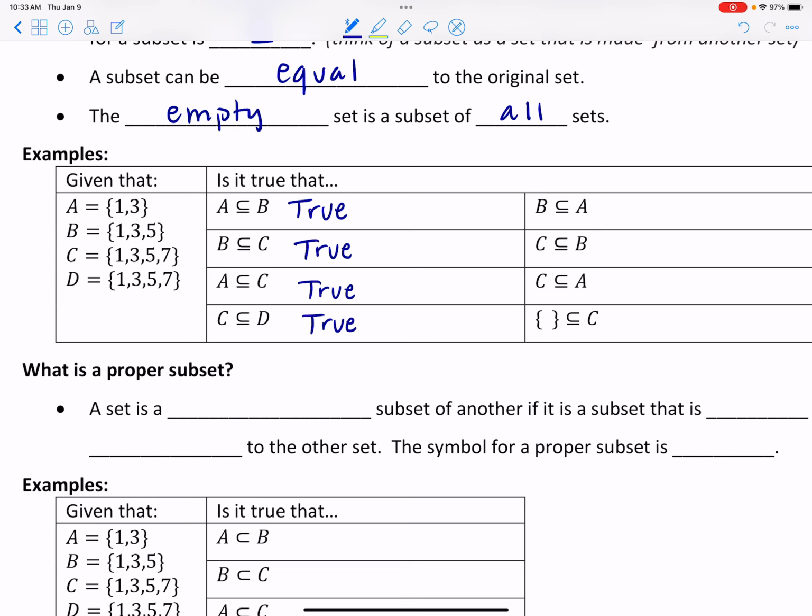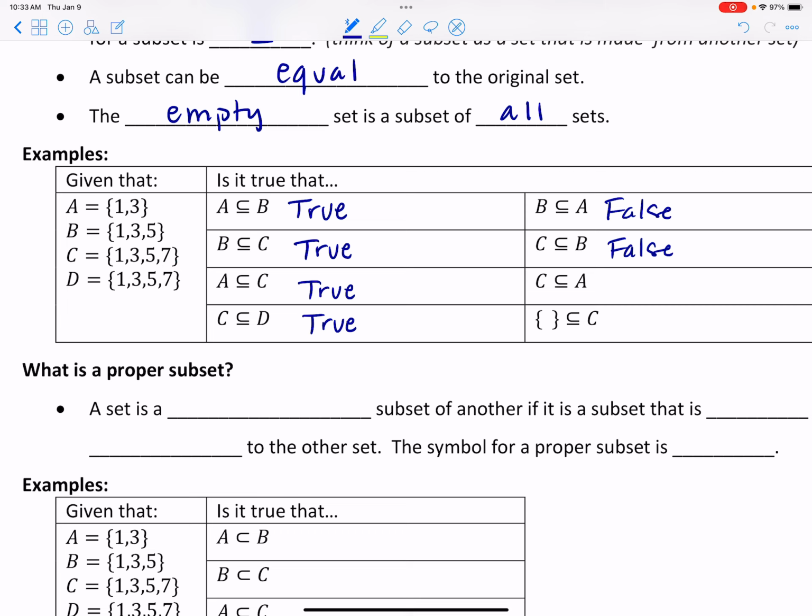Now if I flip these, if I ask, is B a subset of A? Could I make B using just the elements of A? No, because B has 5 in it, and I can't get that 5 from A, so this would be false. Is C a subset of B? Could I make C using the elements of B? Nope, not possible. So again, this is going to be false. I cannot make C that includes a 7 using B when B doesn't have a 7.